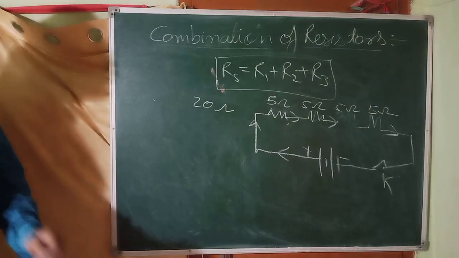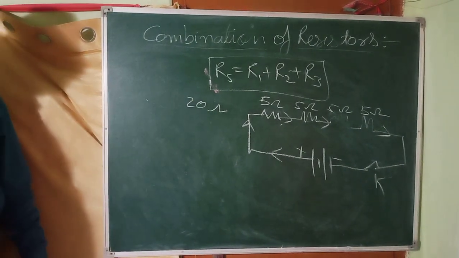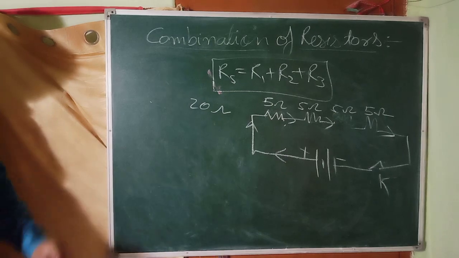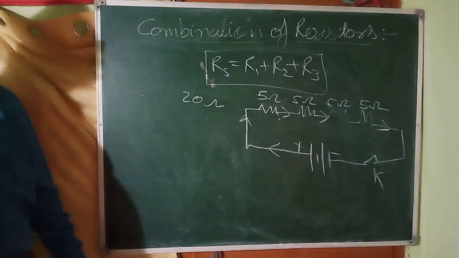Still, you can see the circuit is open. It is not closed. When it is not closed, then no current will flow. So this is the problem with the series combination.